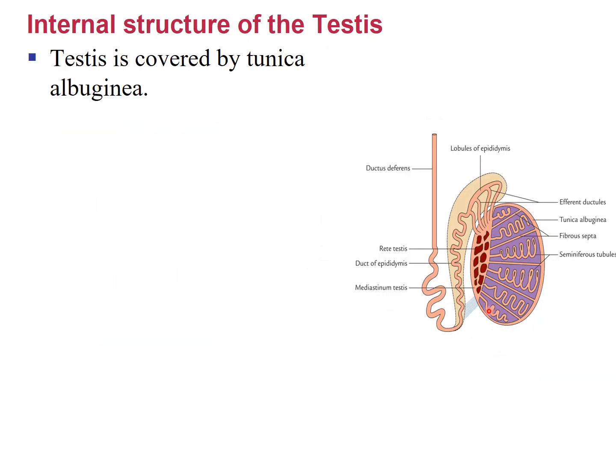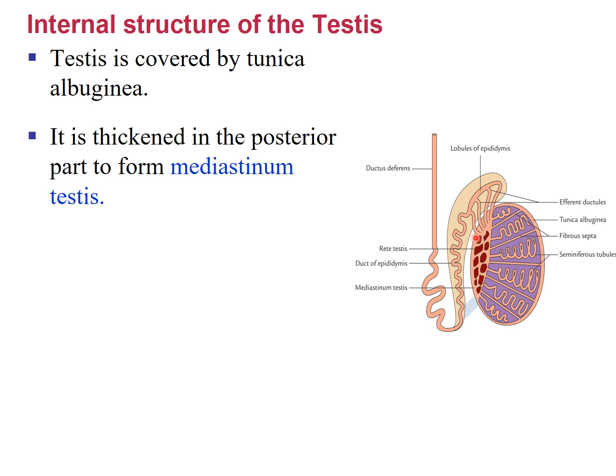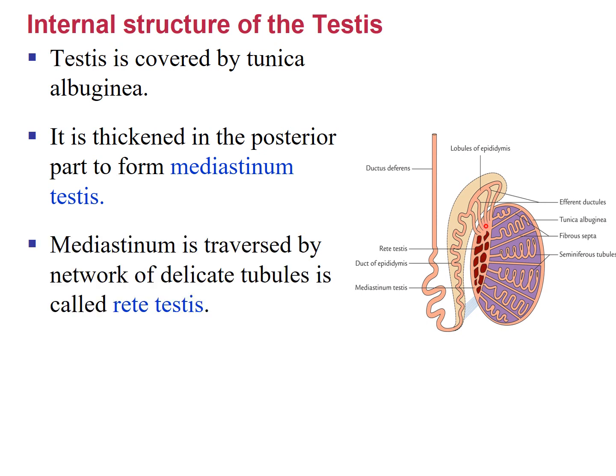Testis is covered by tunica albuginea. It's an intermediate layer which is made up of collagen fibers, white in color. Posteriorly, this layer is thickened to form mediastinum testis. This is the mediastinum testis. In this mediastinum testis, you can locate the network of delicate tubules that is called rete testis. These are formed by the straight tubules.